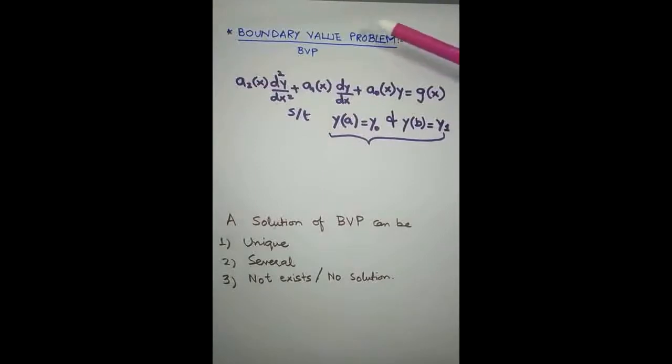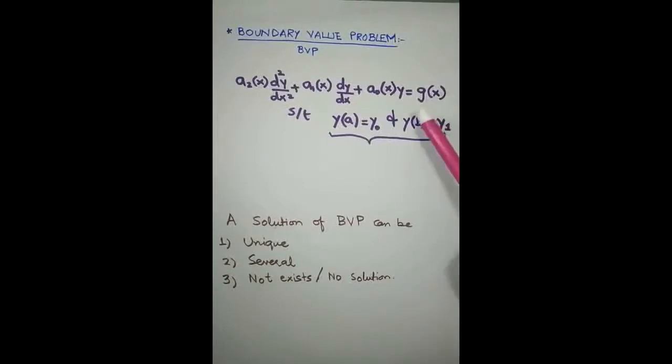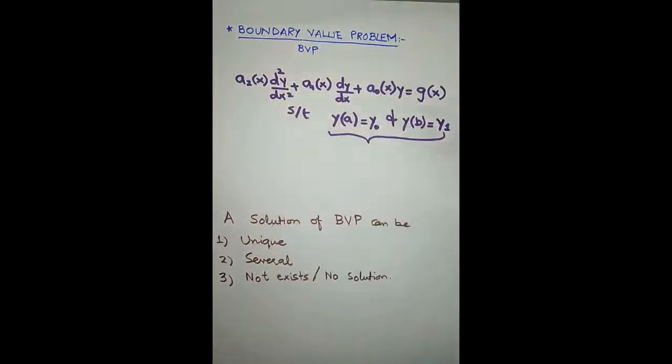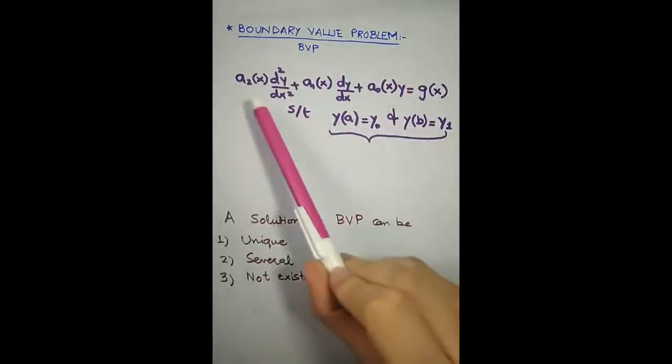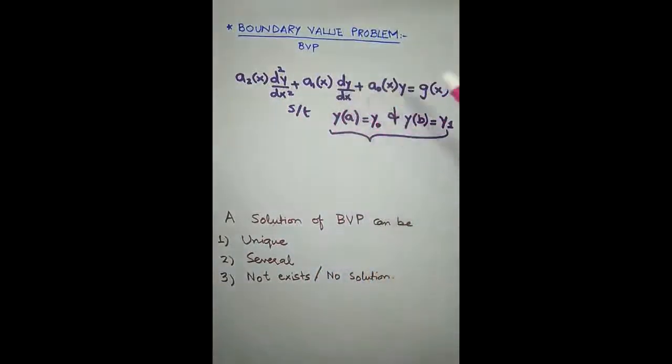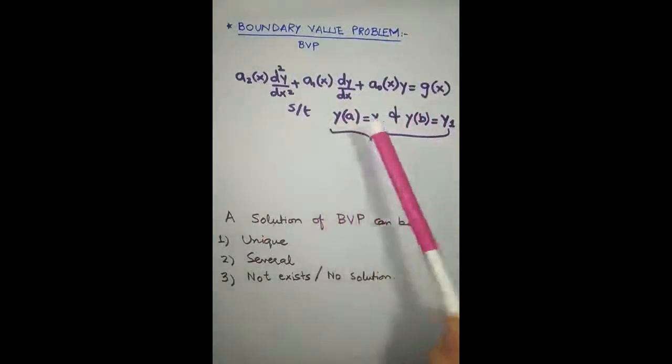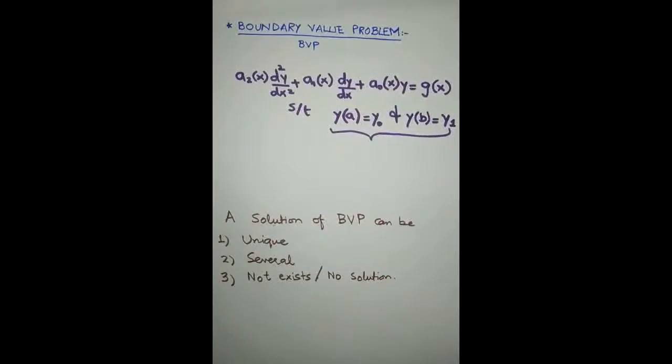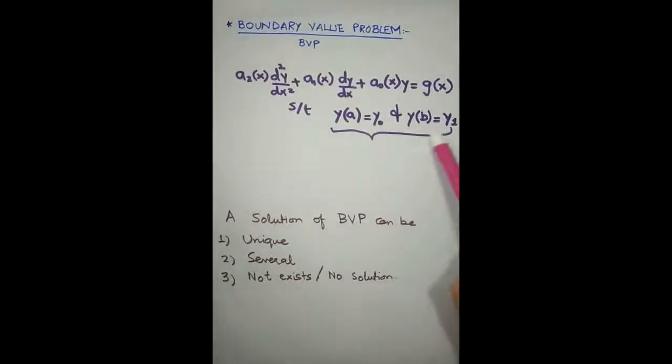A value problem can be written as or called a BVP, boundary value problem. The second order differential equation is the linear nth order differential equation. If we select n equals 2, then it becomes a2(x) d2y/dx² plus a1(x) dy/dx plus a0(x) y equals g(x), subject to the initial conditions. Now the only difference between an initial value problem and a boundary value problem is these conditions.